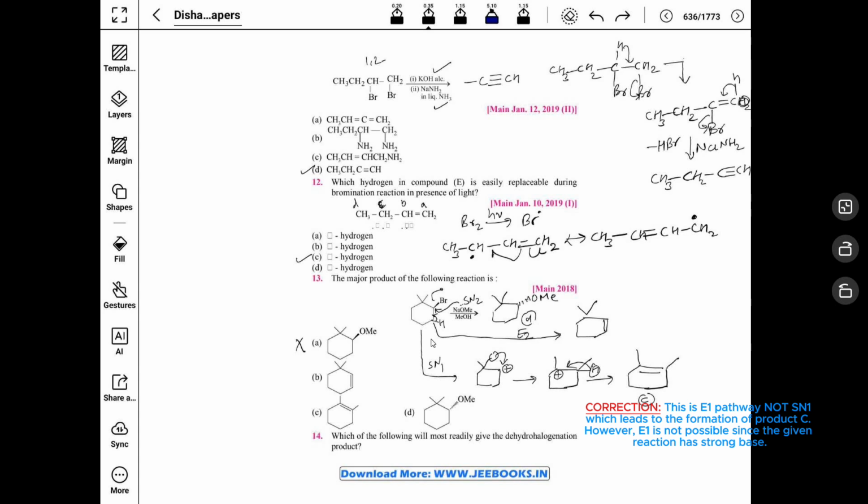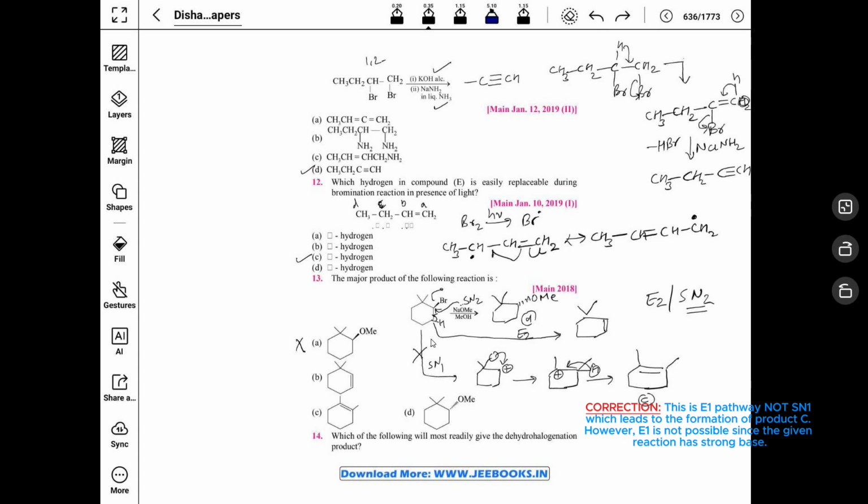Now, option A we can easily rule out, because this product cannot have retention of configuration. Inversion is possible through the SN2 mechanism. Now let's think about which possibility we should rule out. Since this is a very strong base and this is a secondary carbocation, you can think about SN1, but due to the strong base, we can rule out the SN1 pathway. Now two possibilities are left, the E2 mechanism or SN2.